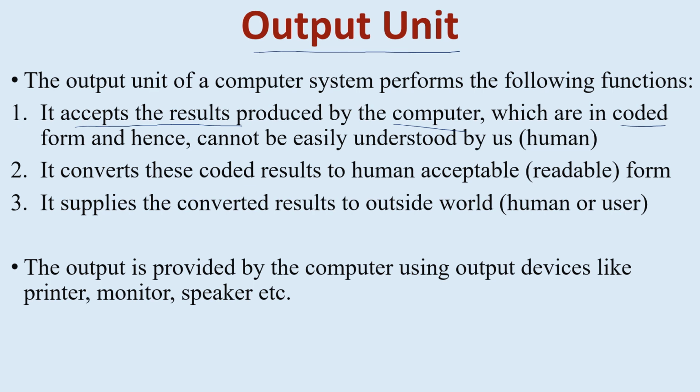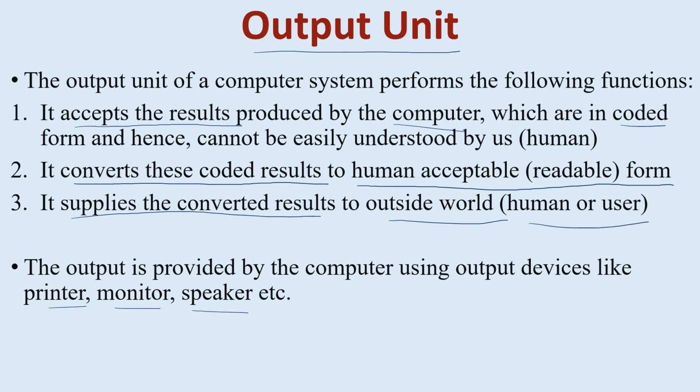Then it converts this coded result to a form which is readable and understandable by the human being. Then it supplies this converted result to the outside world, means to the human or the user. The output is provided by the computer using output devices like printer, monitor, speaker, etc. There are many more output devices, but these are some common output devices through which the computer system provides the output.